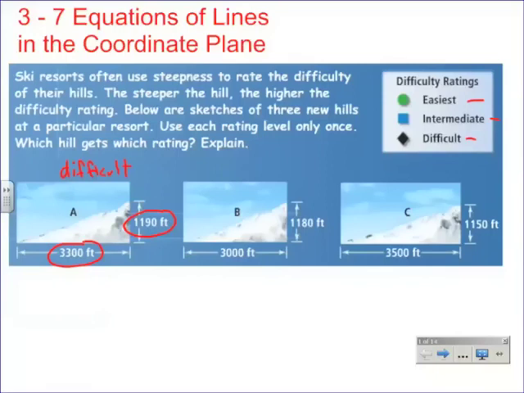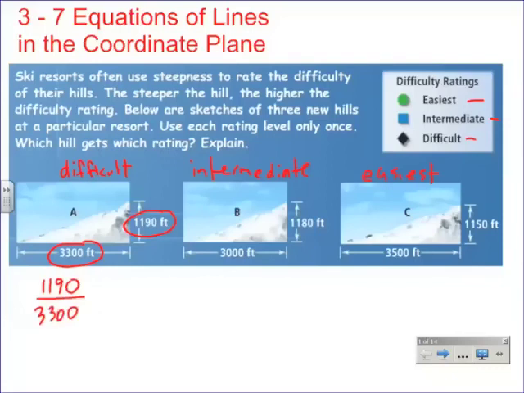Our intermediate run, I see B as being sort of the middle ground, and so I'm going to label that as intermediate. And then C looks like sort of the gentlest slope, so I'm going to assume that that's our easiest. But now let's actually crunch the numbers here to find out if that is the case. The change in height here for A is 1,190 feet. Our change in run, the X distance there, is 3,300 feet.